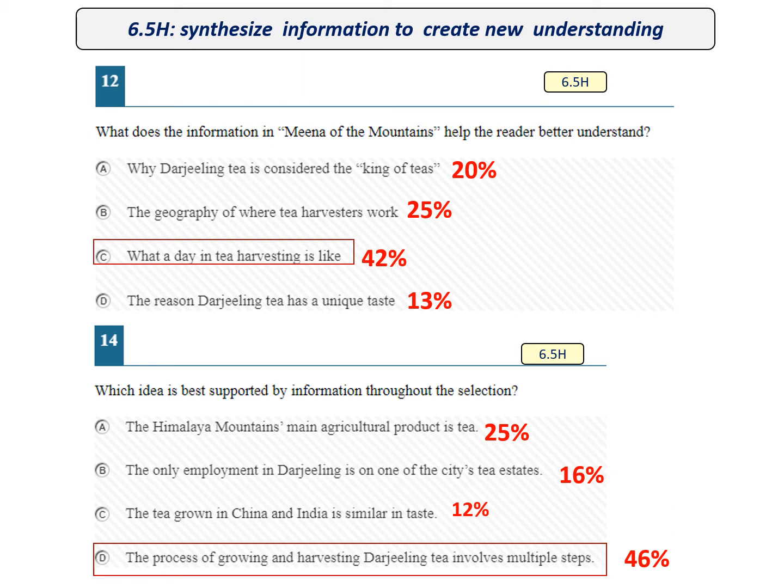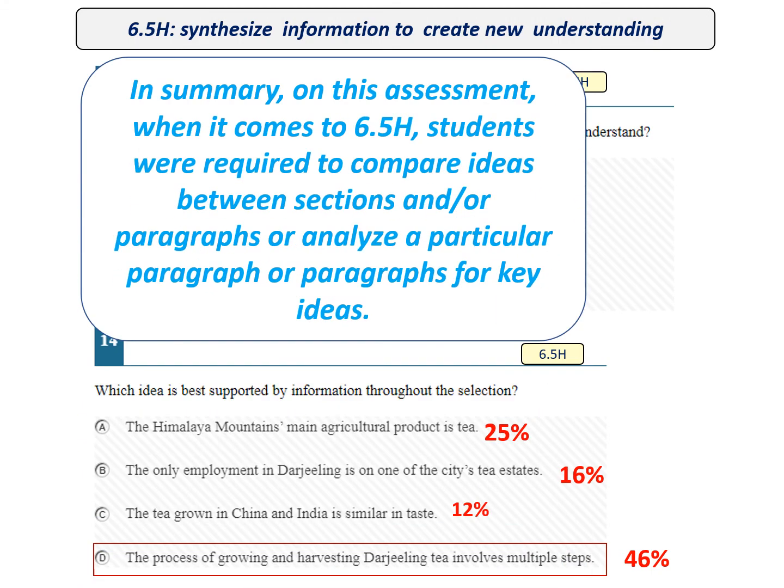16% were distracted by B, and this too is incorrect because there also is no evidence to support that it's the only employment in Darjeeling. Finally, 12% were distracted by C, and this overall is inaccurate information. In summary, on this assessment, when it comes to 6.5H, students were required to compare ideas between sections and/or paragraphs and analyze a particular paragraph or paragraphs for key ideas.